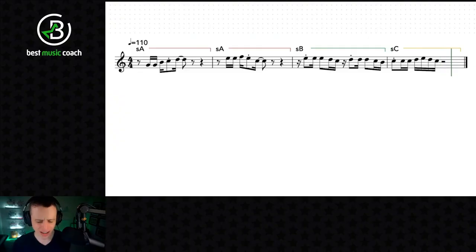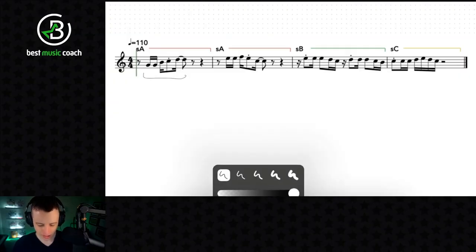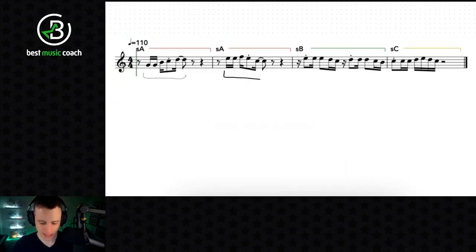So we can see very clearly that there is an A idea. Rhythmically, that idea repeats. And then we have a second idea, and then a third idea. Now we're not going to look at the motifs. We're just going to look at the subphrase level of what's going on here.